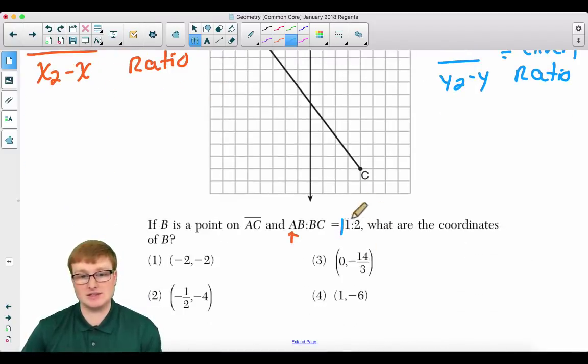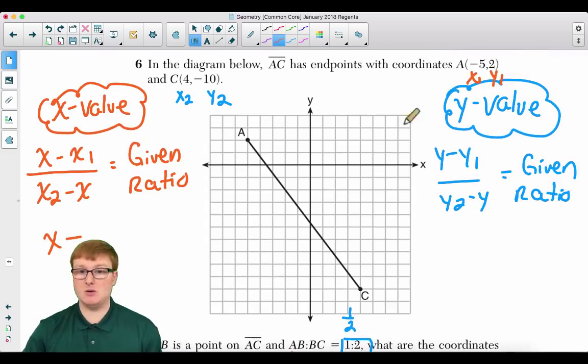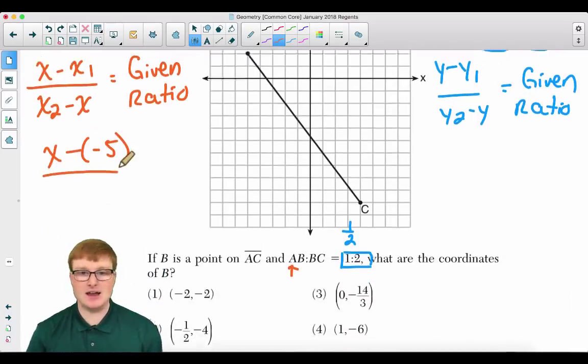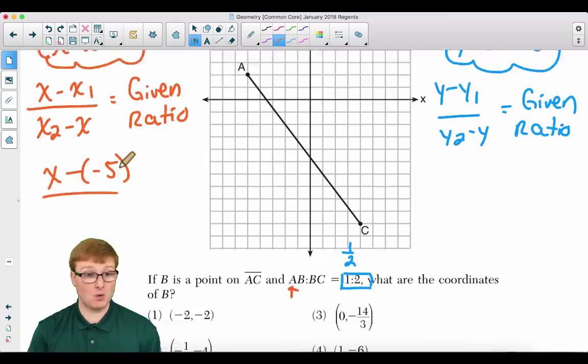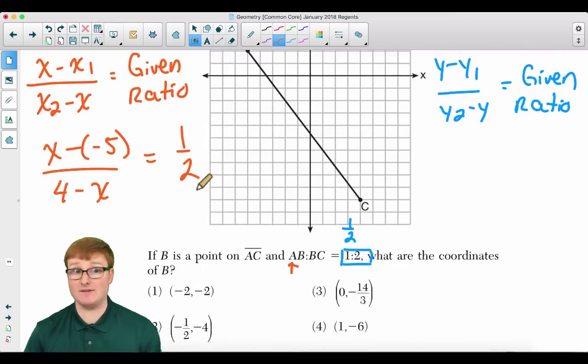How do you write this as a fraction? It's just 1/2. So let's put these numbers in the equation and solve. We get x minus x1, which is -5, so watch your signs here. We have two negatives that will eventually give you a positive. Divided by, now x2 is 4, so 4 minus x is equal to the given ratio of 1/2.